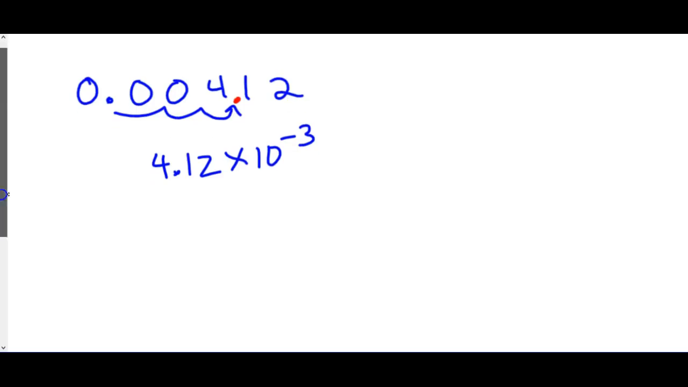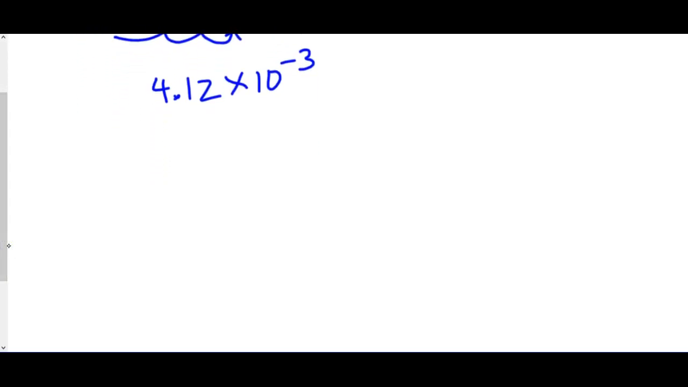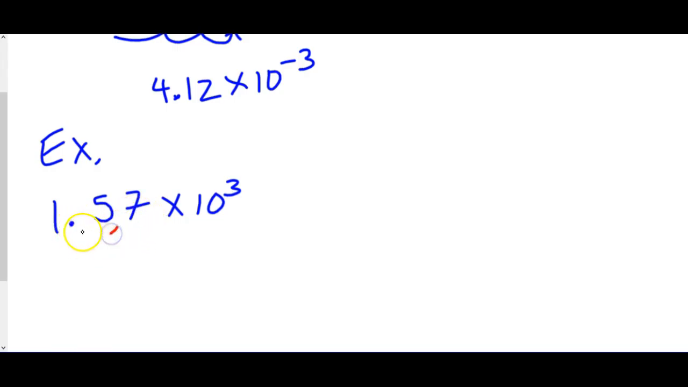So we can also go backwards. They can give us something in scientific notation, and we need to write it in standard notation. So let's say we have 1.57 times 10 to the third, and we want to write it in standard notation. To make a positive exponent, we moved from the right to the left. To undo it, we're going to move back to the right. So our decimal, we wanted it here to make it scientific notation, but now we're going to move it back to the right. 3 spaces, 1, 2, 3, and there's a blank space.